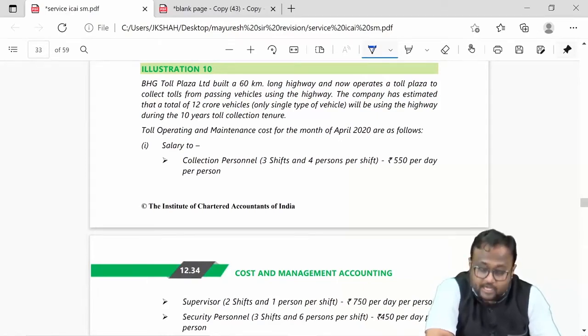12 crore for 10 years. 1.2 crores per year divided by 12. 10 lakhs per month. Correct? Okay.